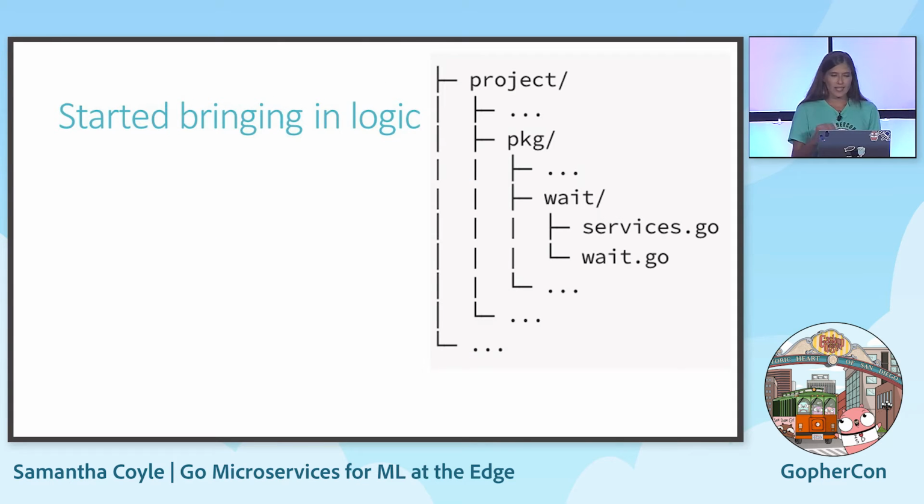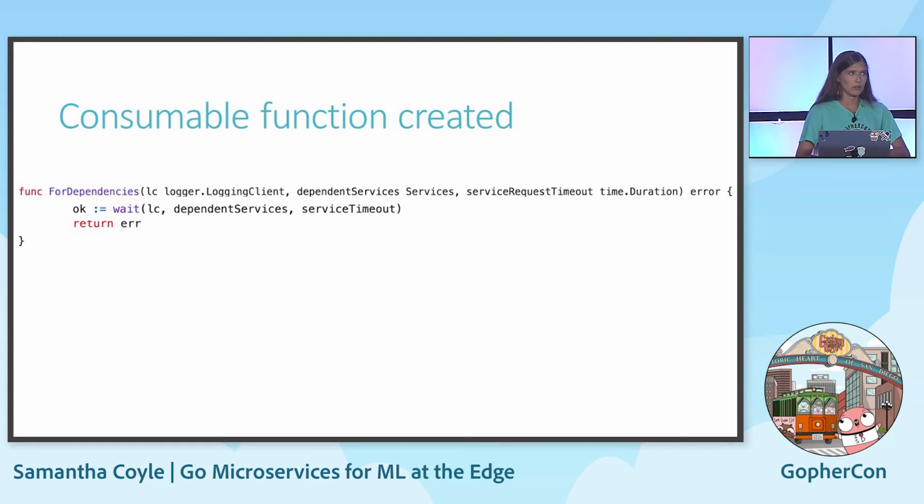And so we brought that in, made a package wait that we could actually consume from, and thus a consumable function was created. So this packaged setup enabled us a way to bootstrap our main.gos, where we would force our controller to wait for dependencies, and it would wait for a specified amount of time that we had in our configuration, and if the dependencies never became available, then our service would exit, logging the failure.